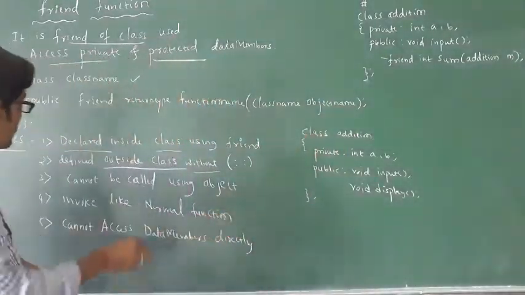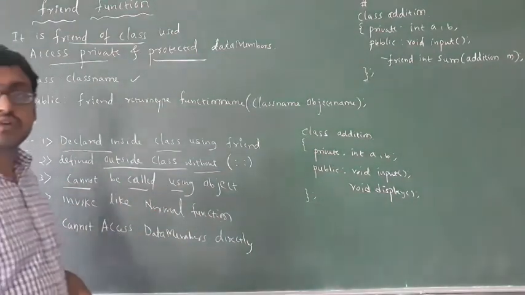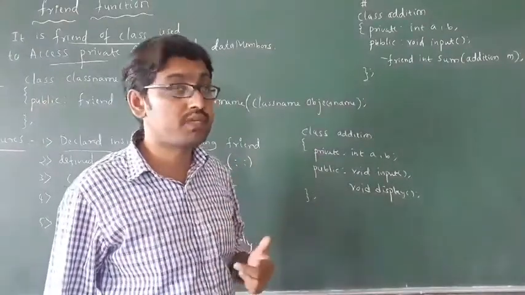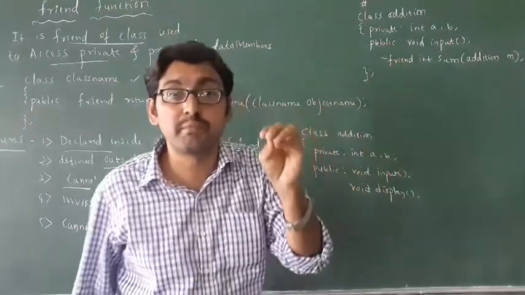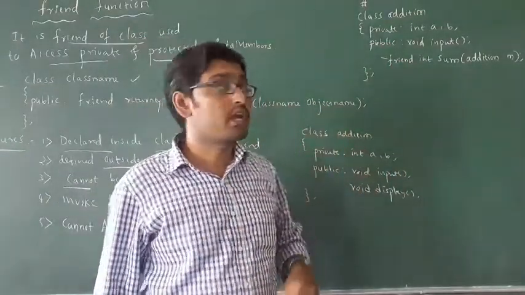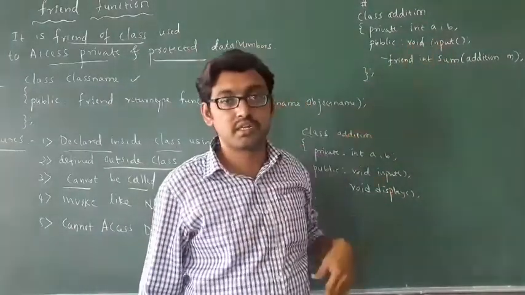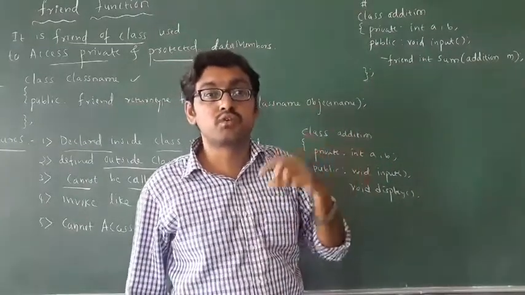Then the next one: it cannot be called using an object. Okay, cannot be called by using an object. Cannot be called by using an object means, I write the program, and after writing the program you have to go for void main and create one object. Okay, if you want to access these input and sum, to access input, you give m dot input.